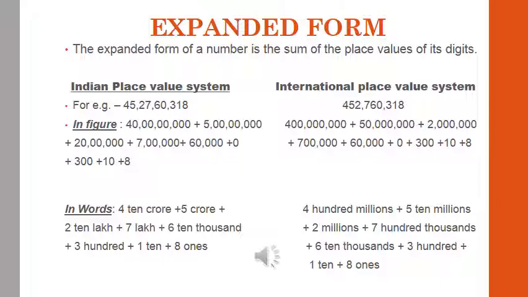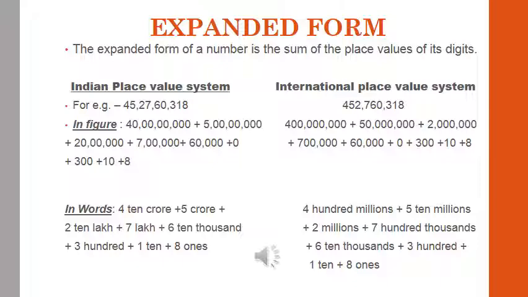Same you can see the international place value system also, as the number is 452,760,318. So first we need to write down the place values of all the digits. In figure, this is 400 million, plus this is 50 million, then we have 2 million, then we have 7 lakh, 700,000, then we have 60,000, then 0, then 300, plus 10, and then plus 8. This we have written in figure.